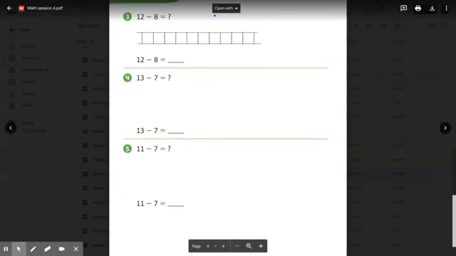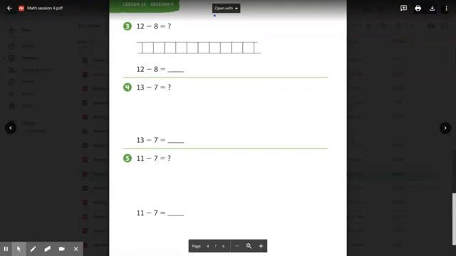And this is the very last page. 12 minus 8. 12, 11, 10, 9, 8, 7, 6, 5, 4, and 3. We start at 12. And we have to get to 10. How many times did we move? We jumped twice.